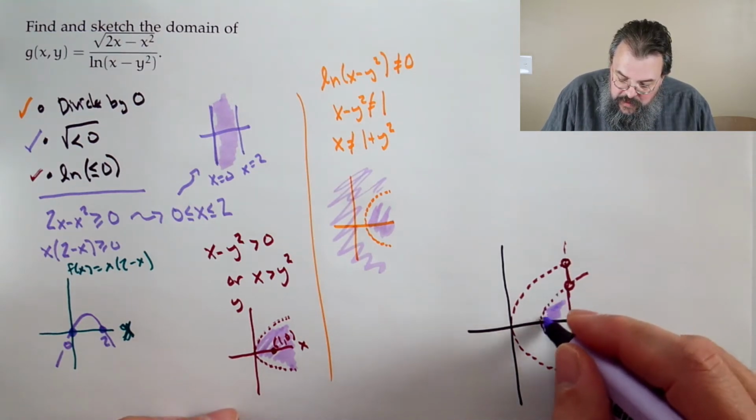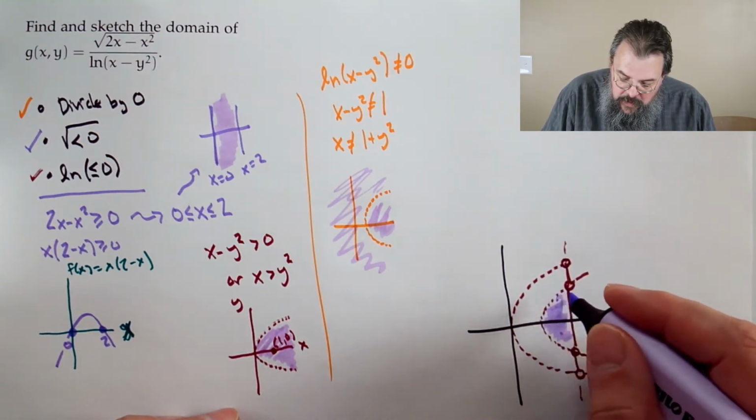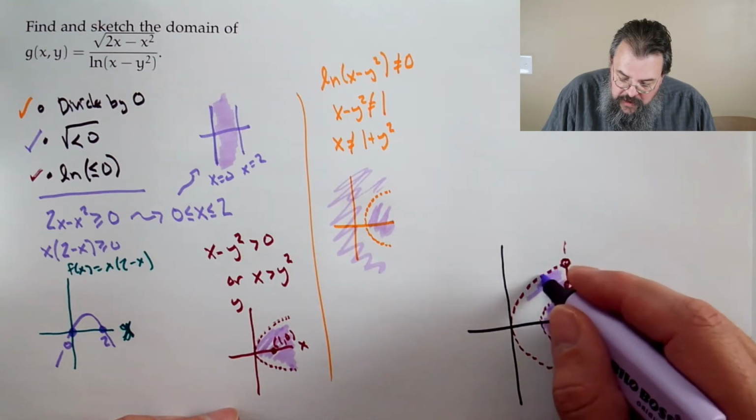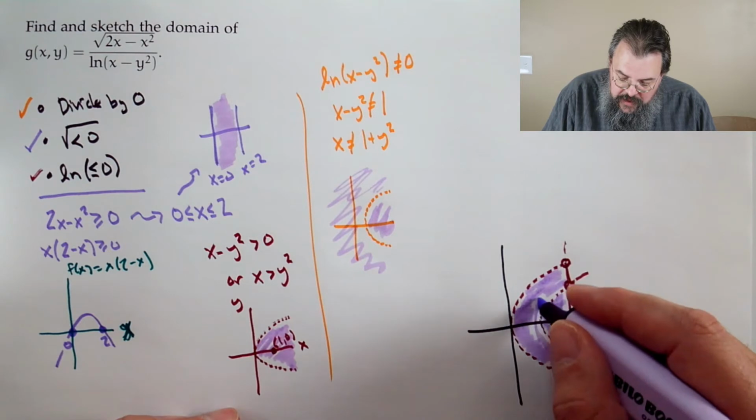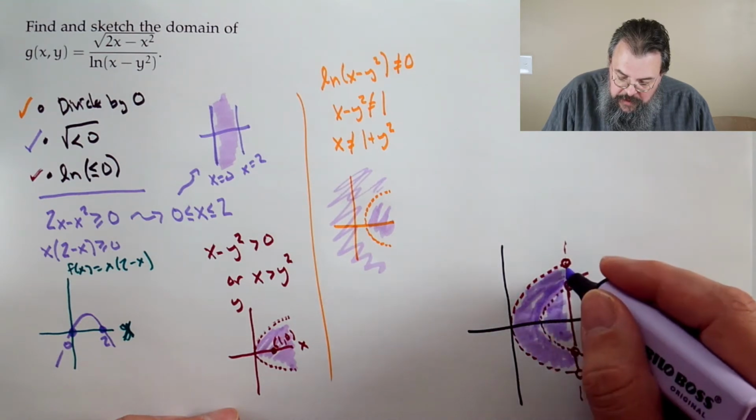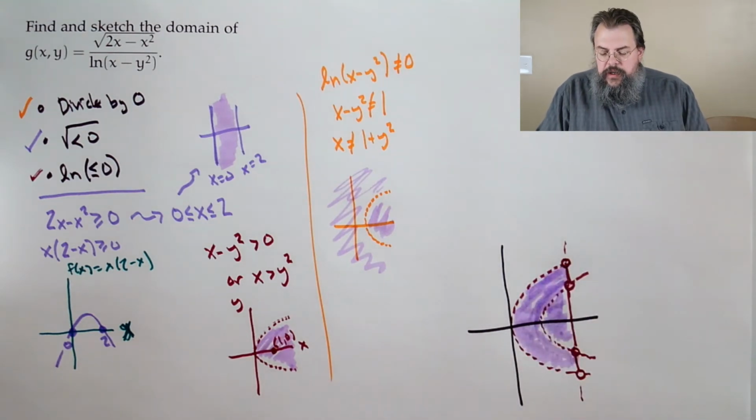So we have that part, and we have that part. And there we go. That's our region. We could mark some curves if we wanted to.